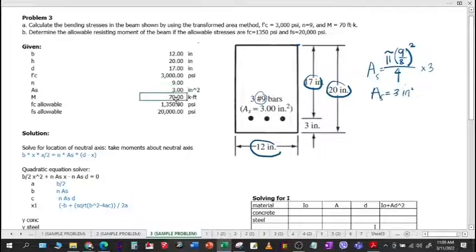Then moment, we are given the value of moment to be 70 foot-kip, and we are given allowable stresses for concrete, which is 1350, and allowable stress for steel, which is 20,000 psi. Alright, so the approach in solving this problem is first to locate the neutral axis.